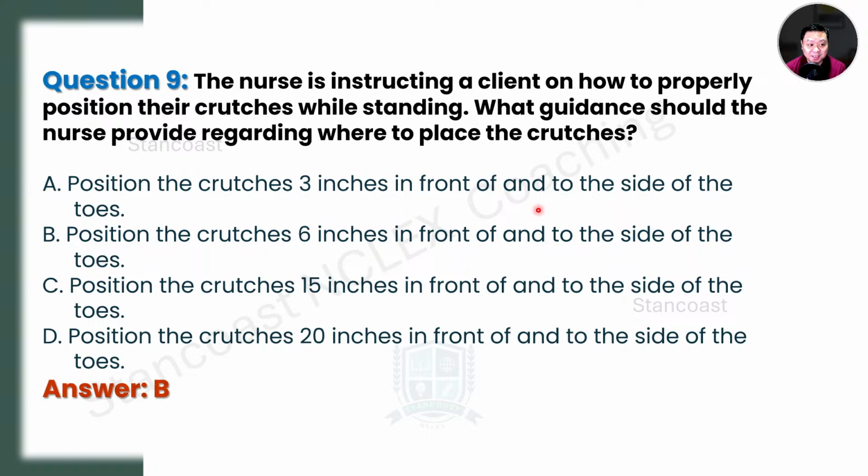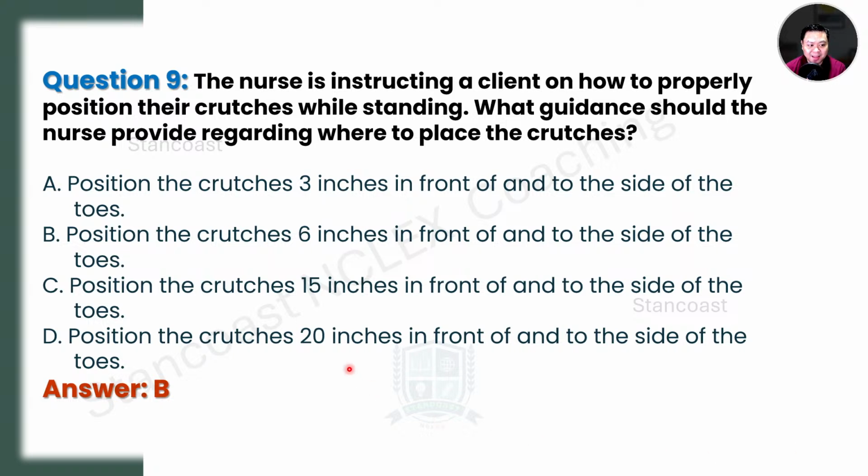The distance alone is very short, or very narrow, and will not provide an adequate base of support. So you've got to eliminate this one. If you selected letter C, position the crutches 15 inches in front and to the side of the toes. This is way too far from the toes, and this is way too excessive. This will cause instability in the gait. So you're going to have to eliminate that one as well.